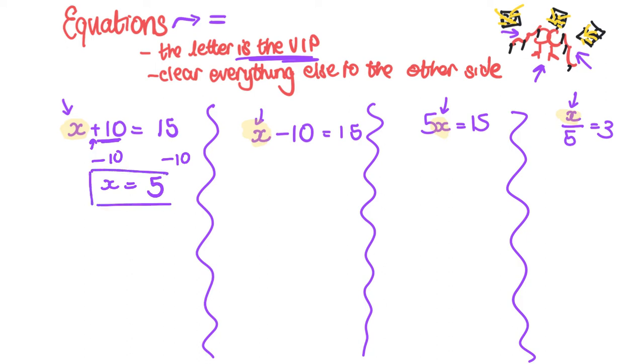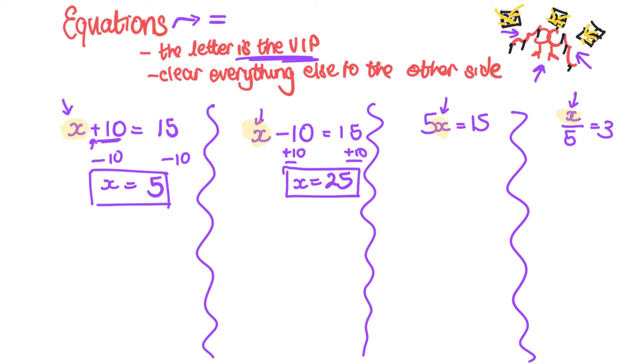Boom, first answer done. Next one here, something minus 10 equals 15. What's the opposite of minusing? Plussing. So x equals 25. Boom. Remember, whatever you do to one side, you got to do to the other.